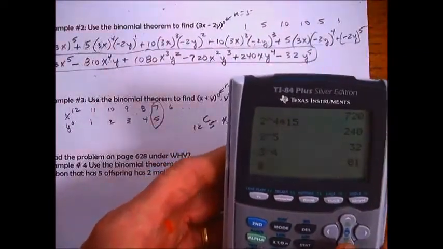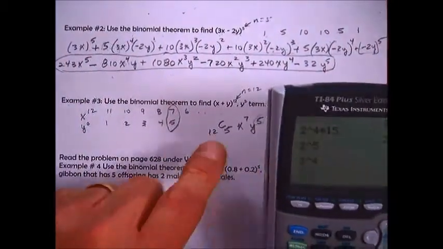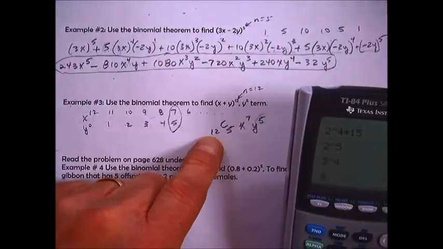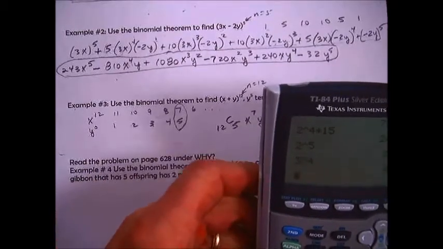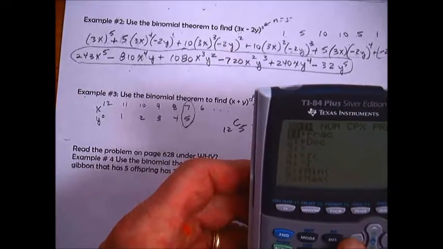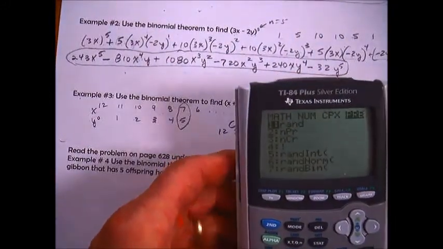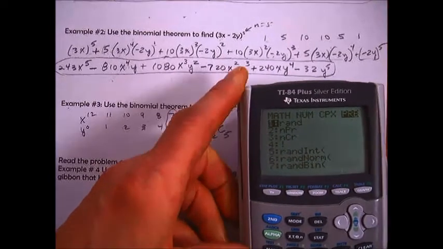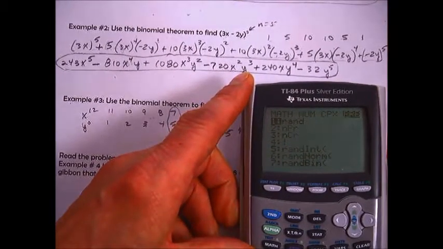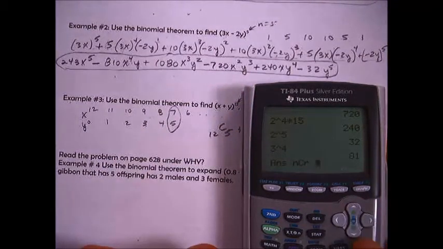TI-84, and so the way you do it with this one is you go to Math. We're going to find 12C5. 12, choose 5. And so we're going to go to Math and go to Probability. You can arrow to the left, and it'll go right to Probability, and then number 3 is nCr. Hopefully you can see this. So I'm going to push 3. And, oh, I've got an answer, and I have to clear this whole screen.